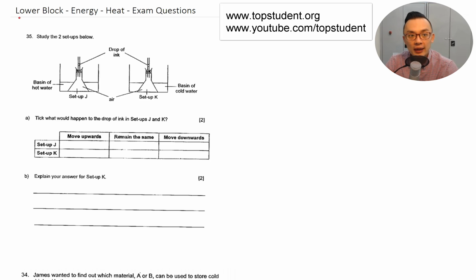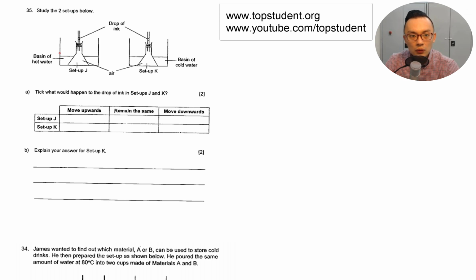Hi, in this video, we're looking at the lower block science for primary 3 and 4 in energy, and specifically we're looking at the topic of heat. And these are some exam questions that have appeared in either CA1, SA1 or SA2 before.